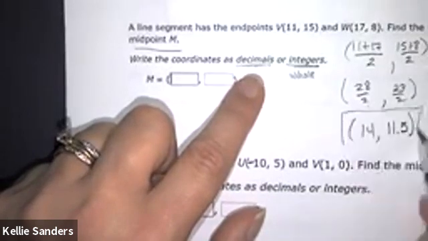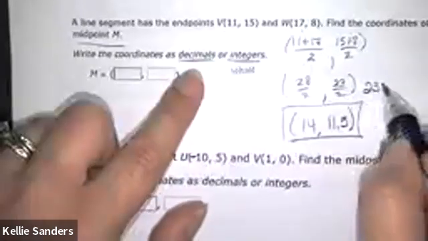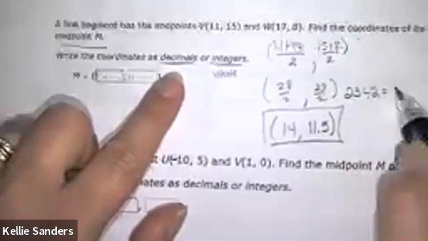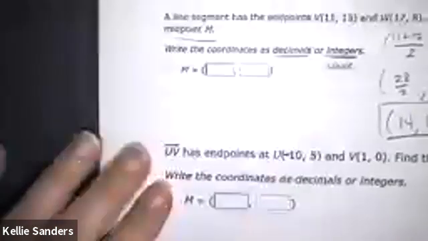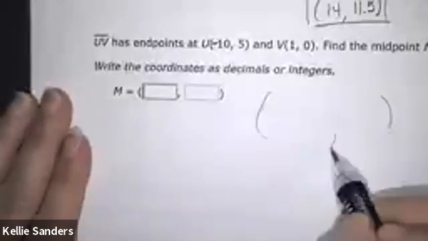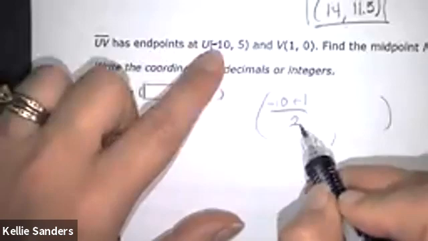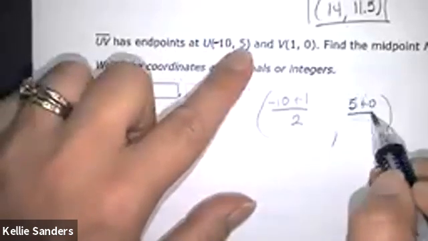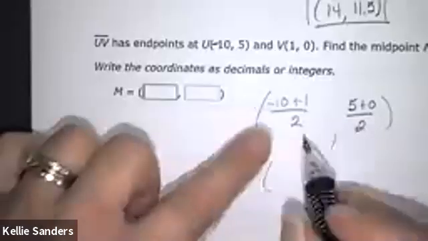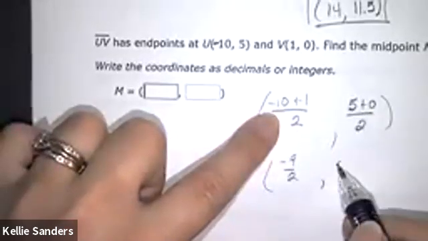Basically, if you are using your calculator and you put 23 divided by 2 in your calculator, it's going to tell you 11.5. So 14 and 11.5. Negative 10 plus 1 over 2. Positive 5 plus 0 over 2. Negative 10 plus 1 is negative 9. 5 plus 0 is 5.